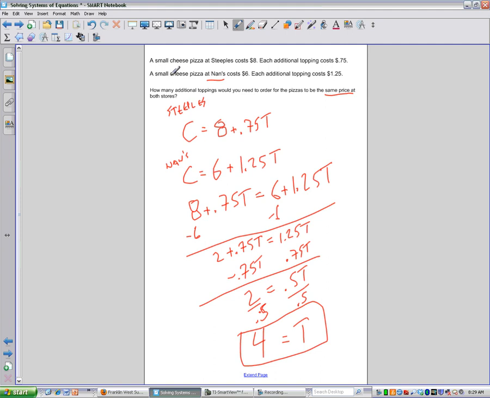Okay. Obviously you've got to decide which pizza you like better, whether it's worth the extra money. But if they're exact same pizzas, taste the same, everything, all other things being equal, 4 toppings is where you switch. Okay, so if it's less than 4, we want to go to Nan's for the cheapest pizza. If it's more than 4, we want to go to Steeples for the least expensive pizza. Okay, that's how it works. There's a way that we can use systems of equations.